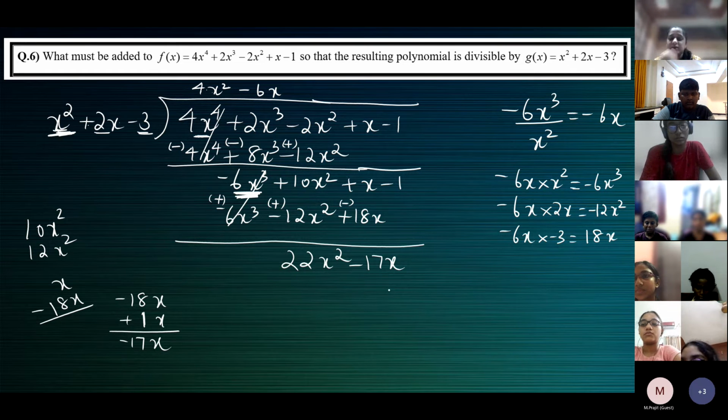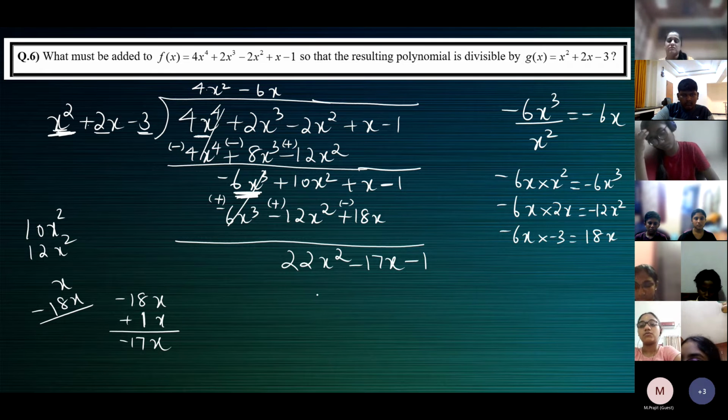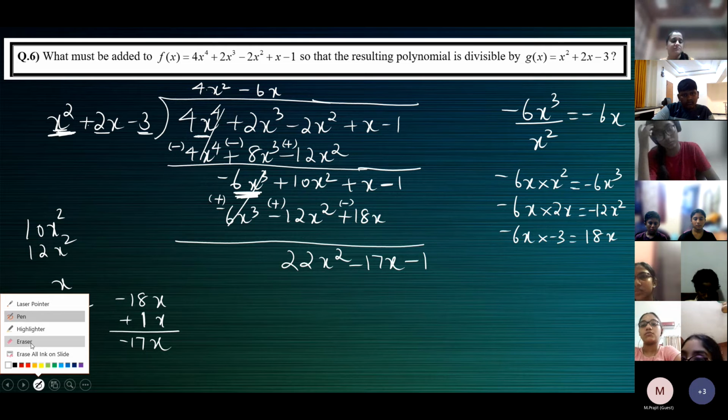Minus 18x plus 1x. You can see minus 18x here and plus 1x here. They're like terms, so you should simplify them. Minus 18x plus 1x is minus 17x. And that minus 1, which is not used, comes down. So Jana, how do you find the next term of the quotient?